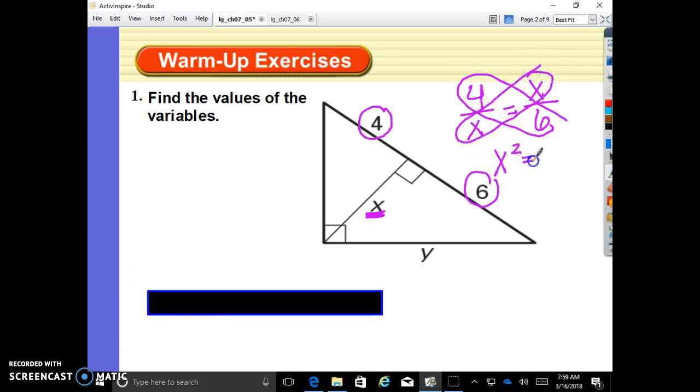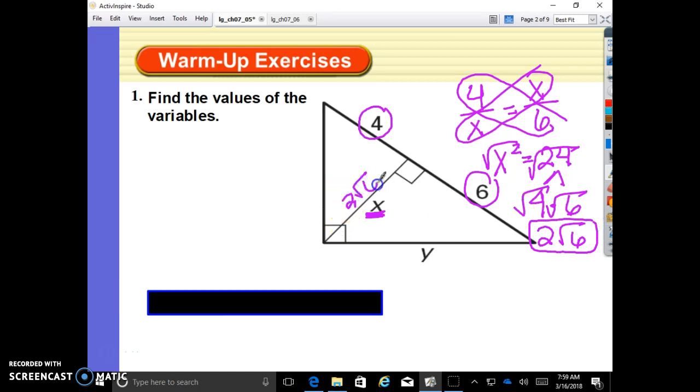X squared equals 6 times 4, 24, square root. What perfect square goes into 24? 4 times 6, right? Which is 2 rad 6. So this x is 2 rad 6.